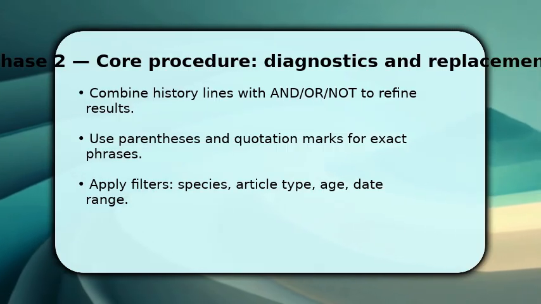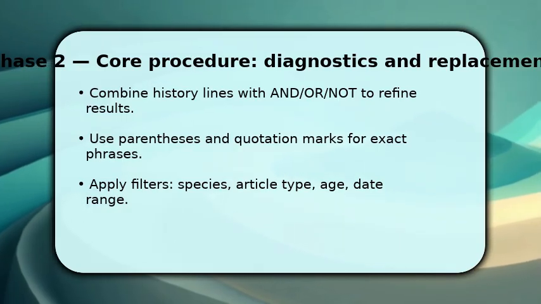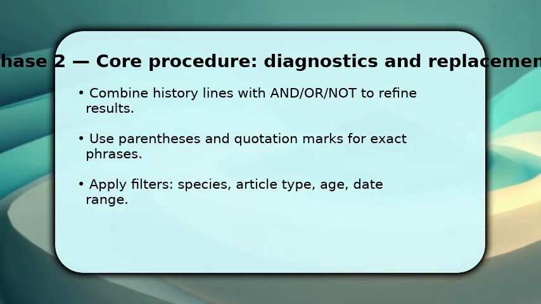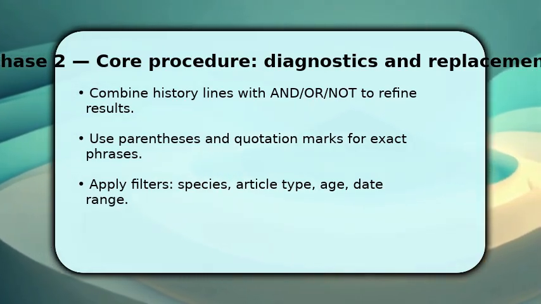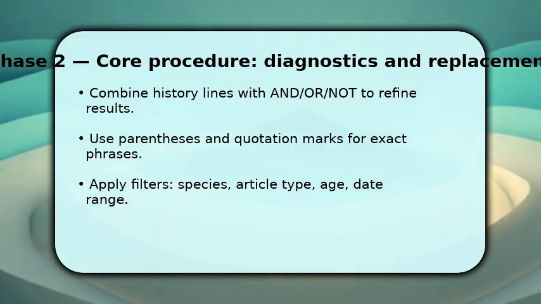Use parentheses when chaining operators to control logic and quotes for exact phrases so you avoid partial matches. Make sure to apply filters like article type or publication date after testing your logic. This trims results while keeping the core query intact, which improves precision.